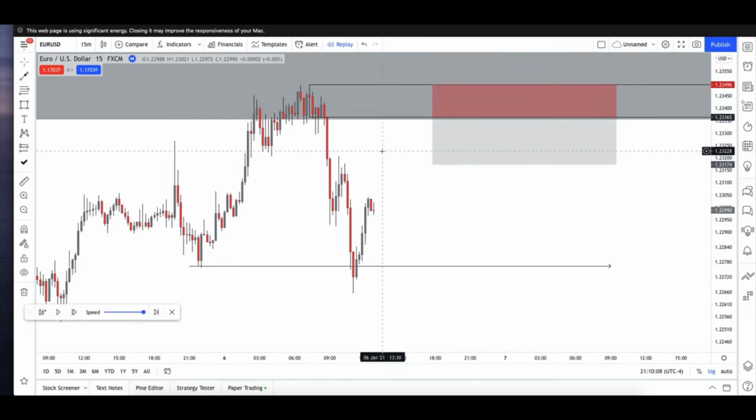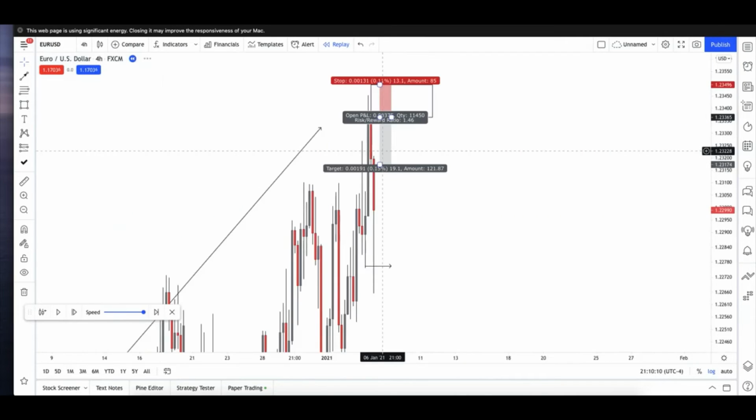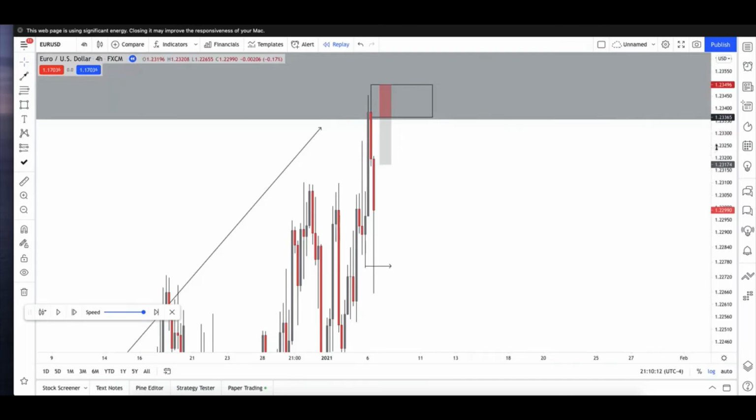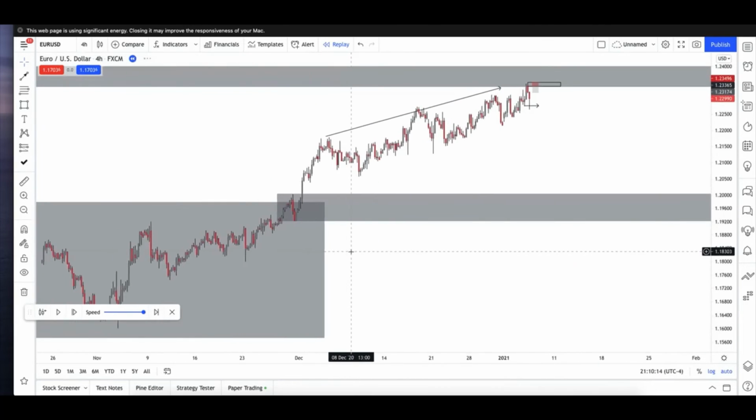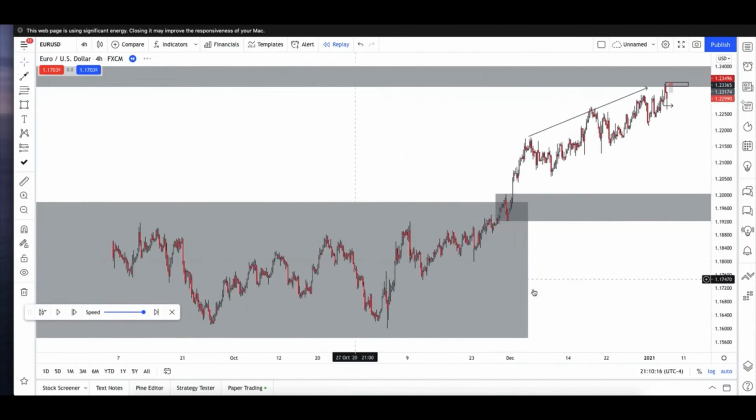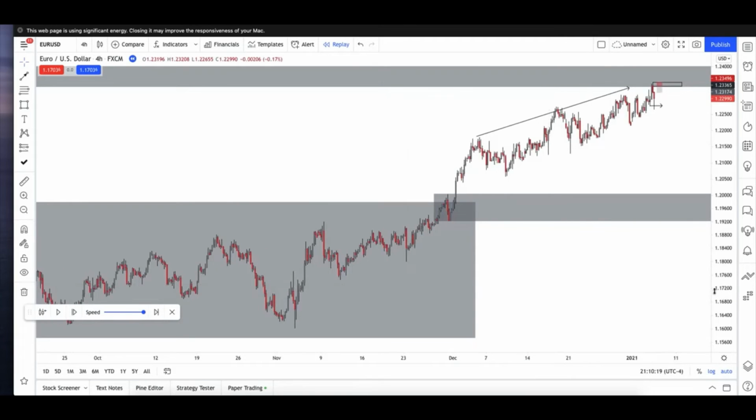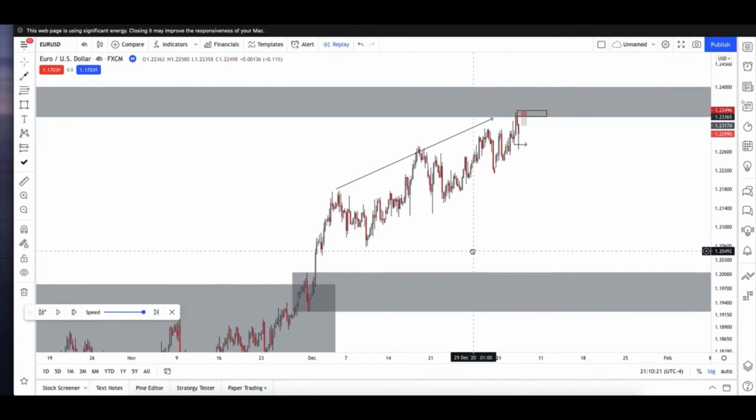Now where would we be targeting? Remember I was talking about that area of consolidation on the daily. This area right here. Now we look for any imbalance. First of all, let's identify the liquidity, right? Let's get rid of that divergence.